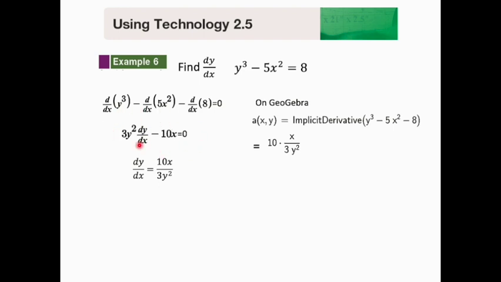And then when we solve this for dy dx, I'm going to add 10x to both sides and then divide both sides by 3y squared. So dy dx is going to be 10x over 3y squared.